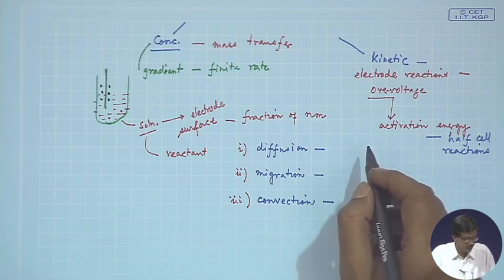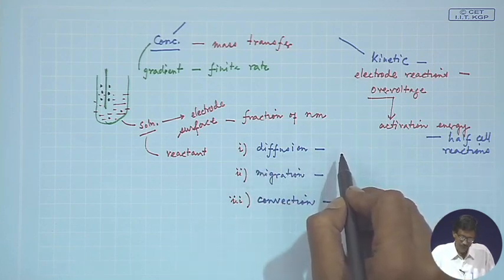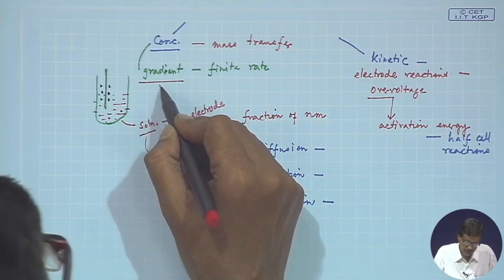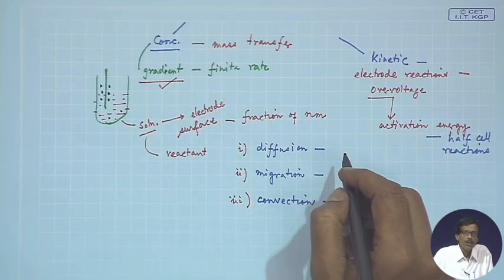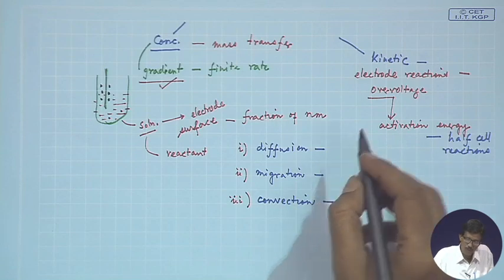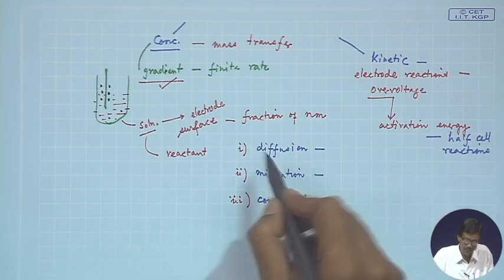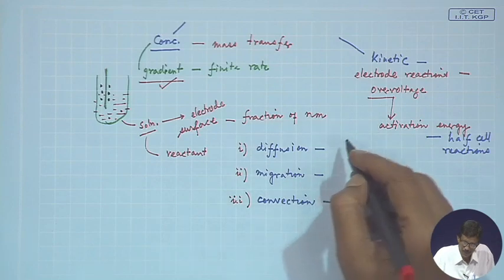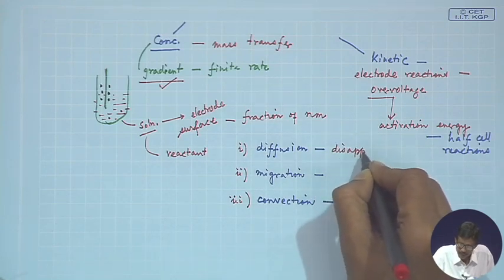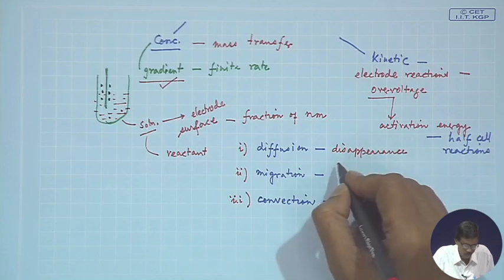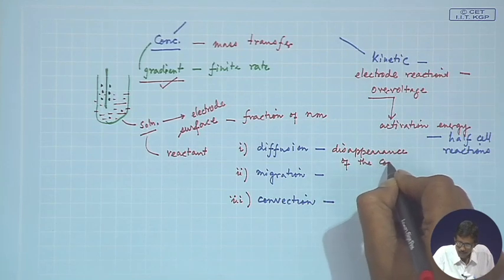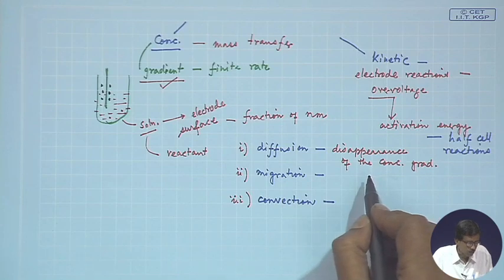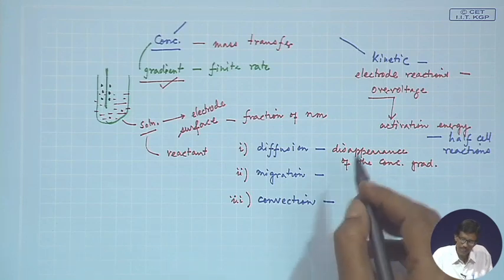Sometimes it cannot be controlled by the potential controlling mechanism. When diffusion is there, there is a concentration gradient, and that concentration gradient is basically disappearing. So diffusion tells us about the disappearance of the concentration gradient. If it is operating, we do not find any kind of concentration polarization. Then for migration, we must have electrostatic attraction between the ions and the electrodes.